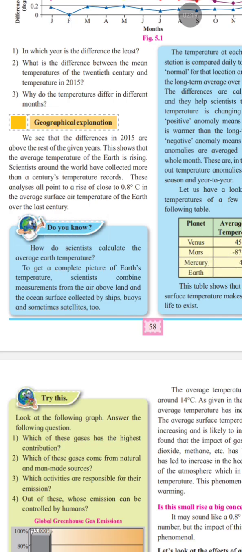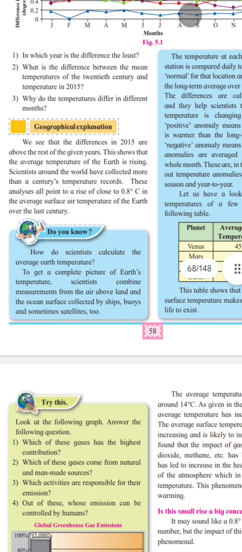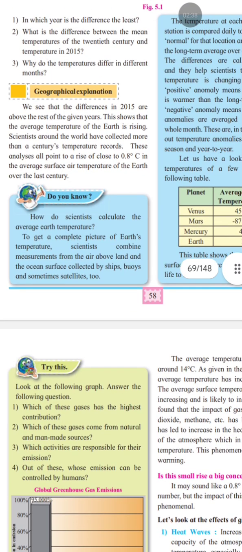Global climate change. Scientists around the world have collected more than a century of temperature records. When these records are studied and compared, they show an important trend. The average temperature of the Earth's surface is increasing. The observation shows that the average surface air temperature of the Earth has increased by close to 0.8 degrees Celsius over the last century. Now, you may think, only 0.8 degrees Celsius. Is that really a big change?